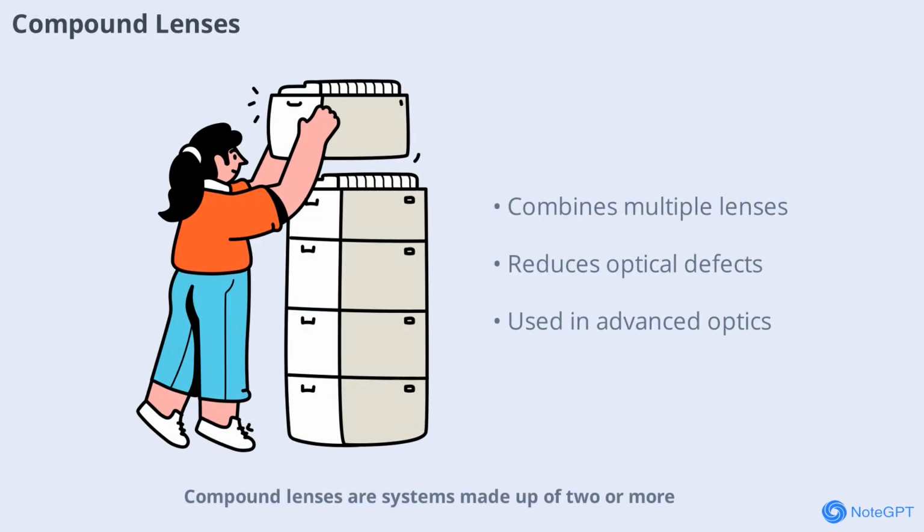Compound lenses are systems made up of two or more simple lenses combined to improve image quality and correct optical defects. By carefully selecting and arranging these lenses, designers can minimize aberrations and achieve desired magnification and clarity. Compound lenses are used in cameras, microscopes, and telescopes for superior performance.